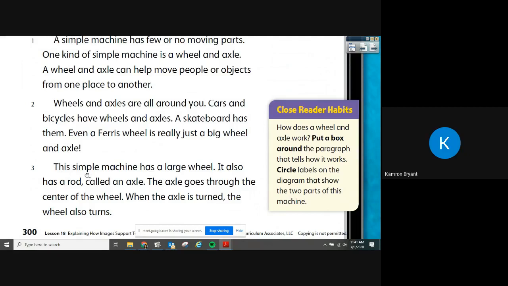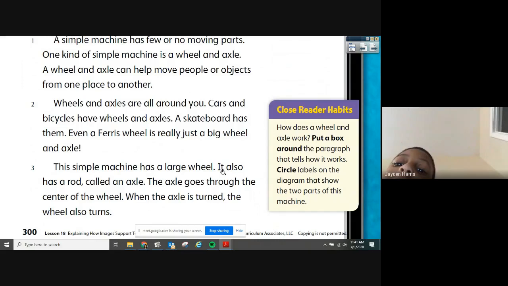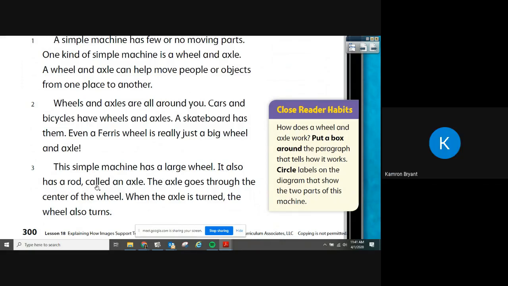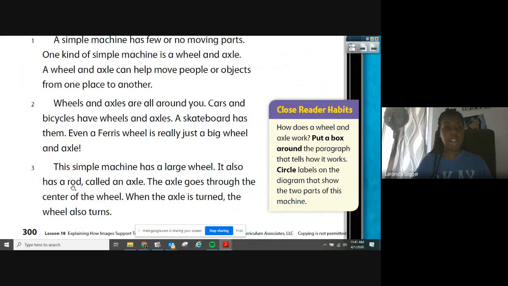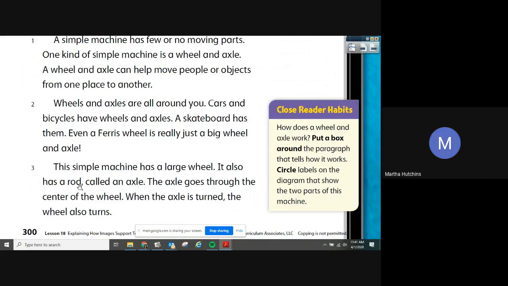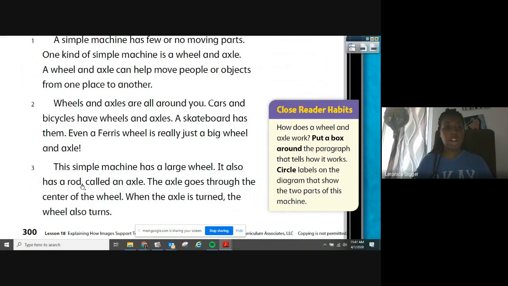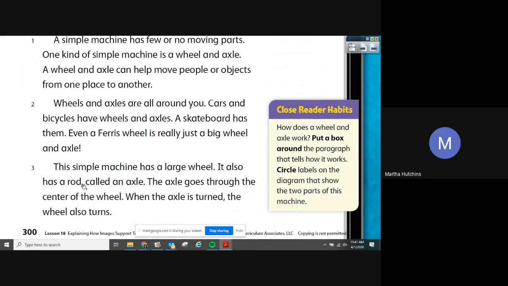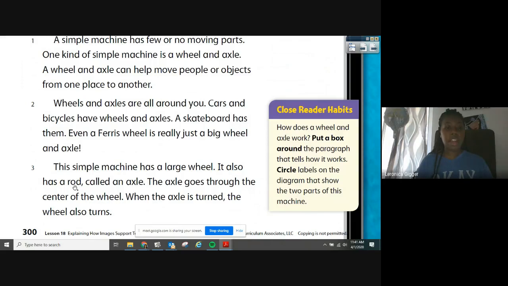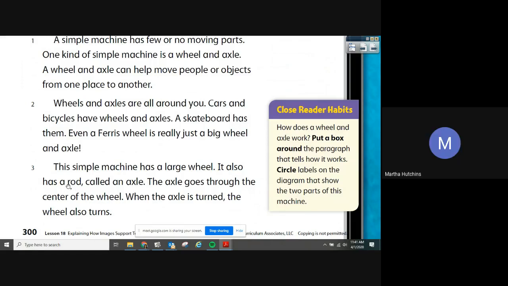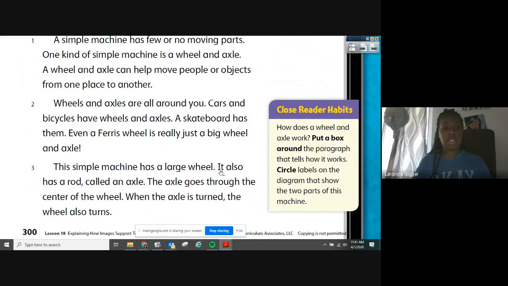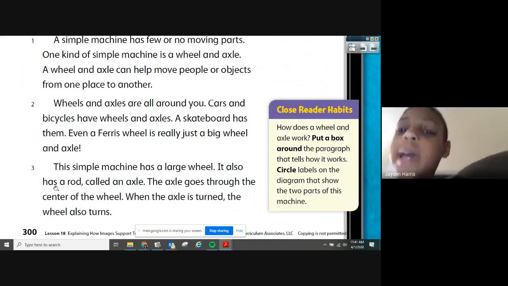This simple machine has a large wheel. It also has a rod called an axle. So let's stop right here. This word right here, R-O-D. Rod. So does this word have a silent E? No. So the O will say, ah. So sound it out. Rod. So rod. All right, let's reread this sentence. It also has a rod called an axle.